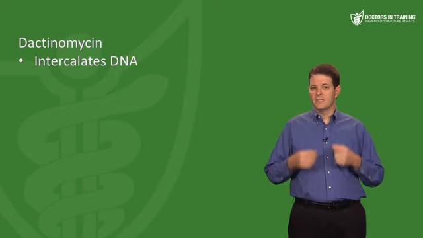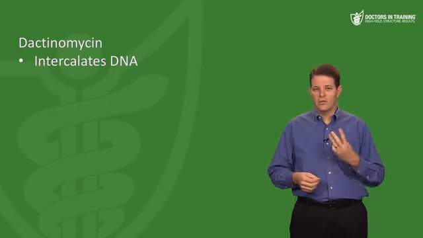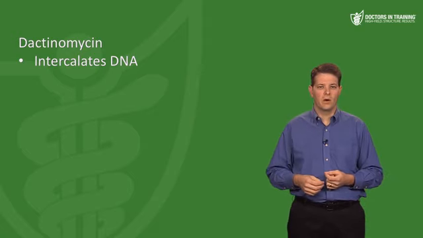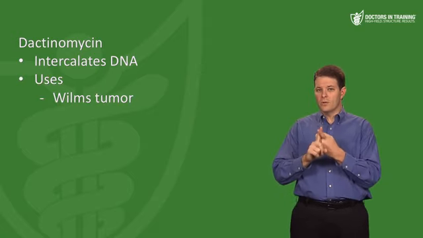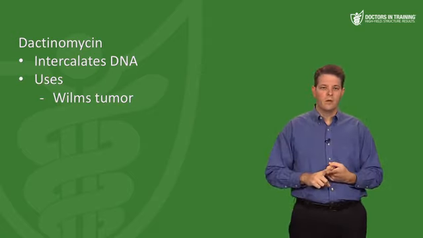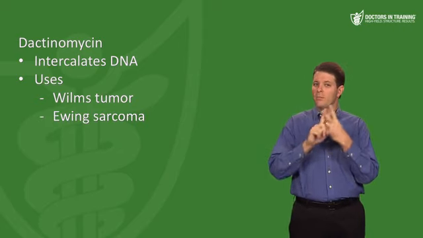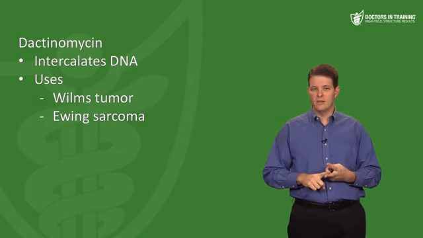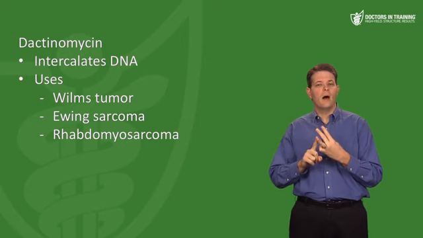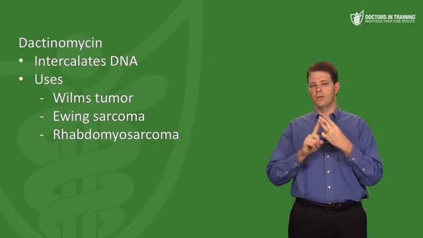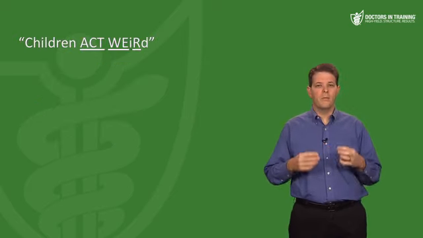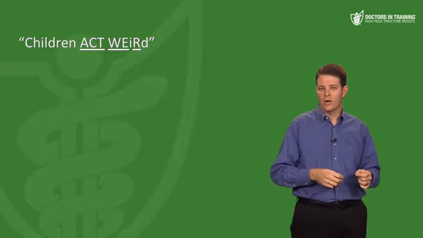The next drug is dactinomycin. It's another drug that intercalates DNA. There are 3 clinical uses of dactinomycin to be aware of. Number 1 is Wilms tumor, which is a renal tumor in children. Number 2 is Ewing sarcoma, which is a bone tumor in children and adolescents. And number 3 is rhabdomyosarcoma, which is a childhood muscle tumor. So you can remember the mnemonic, children act weird.